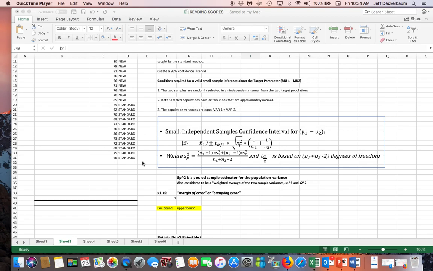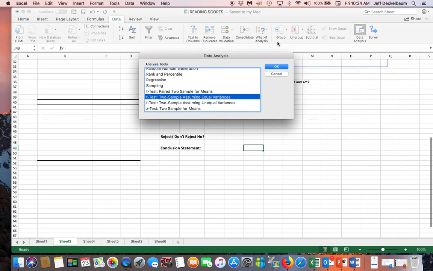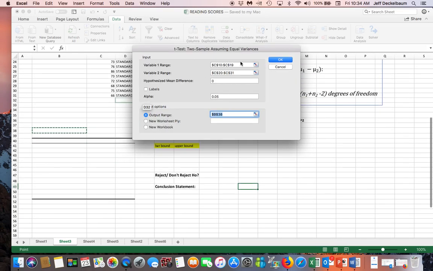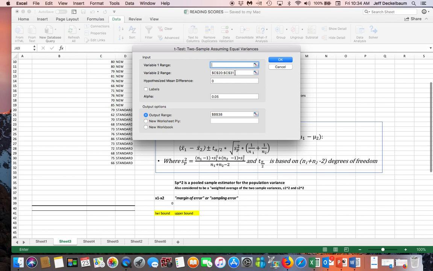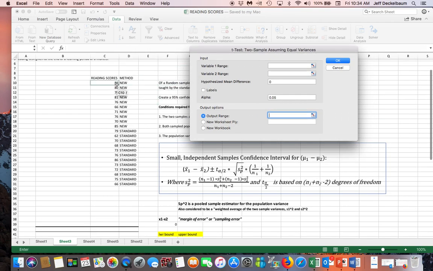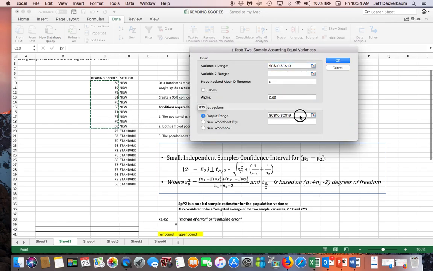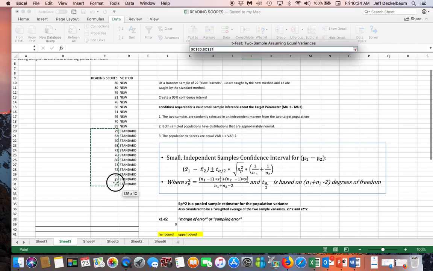So the way we're going to do this analysis is we're going to leverage the data analysis toolpack, and we're going to go to a t-test two-sample assuming equal variances. So we're going to click that, and let me clear all these fields here. We're going to say variable 1 are these first 10 scores. And let me make sure I get them in the right place. We'll go ahead and clear that. Variable range 2, here are the 12 scores.